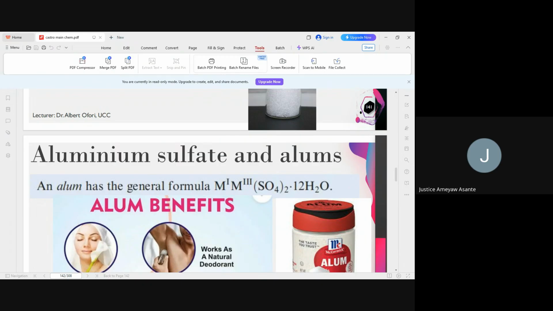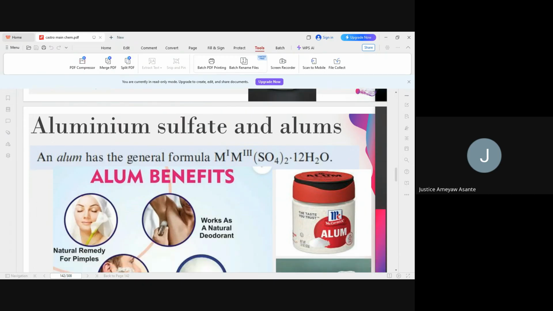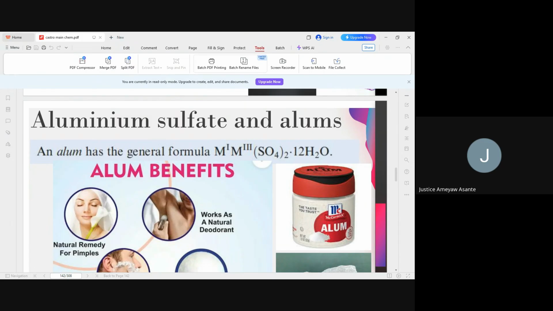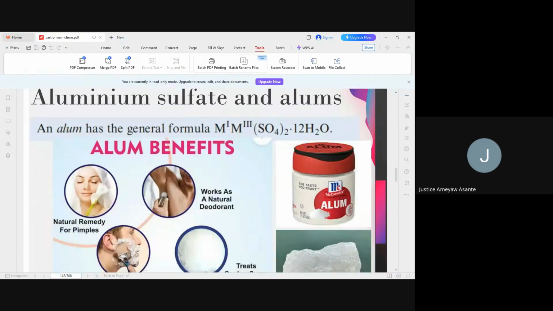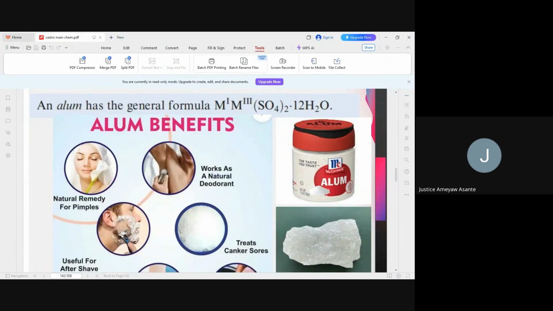Aluminum sulfates and alum. Alum has a general formula of M1, M3, they are all metals, sulfates, and water. So what are the benefits of alum? It's a natural remedy for pimples. People use it to control pimples.